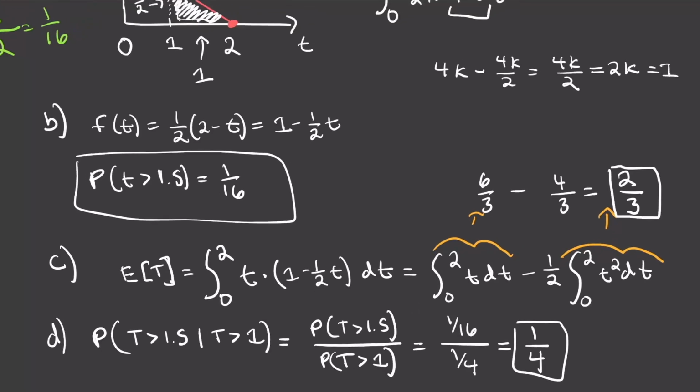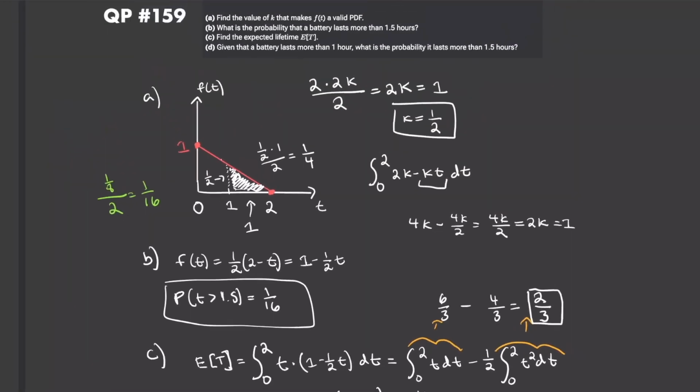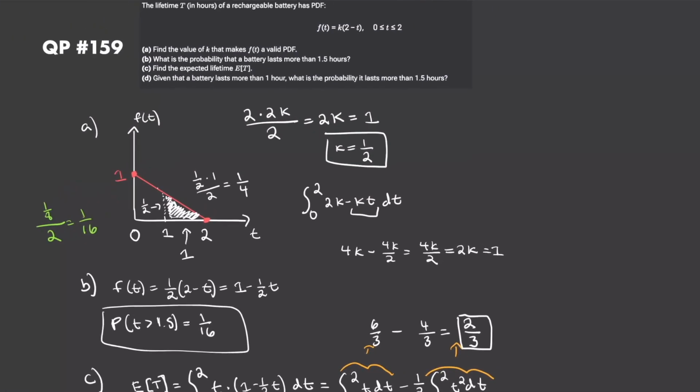You can see just a pretty simple continuous distribution question where we're just directly working with a PDF of a given distribution, and we're finding all of these properties, right? The expected value, conditional probability, right? Probability in general, stuff like that. So that's how you work with continuous distributions.